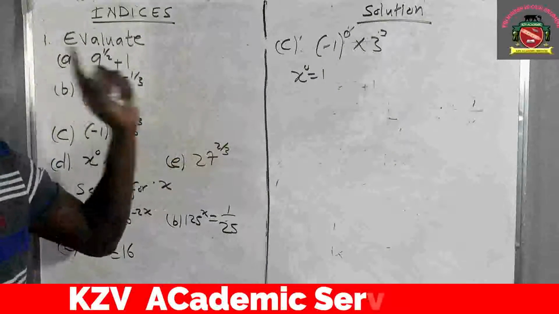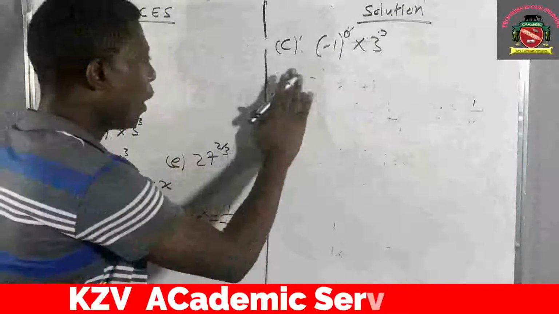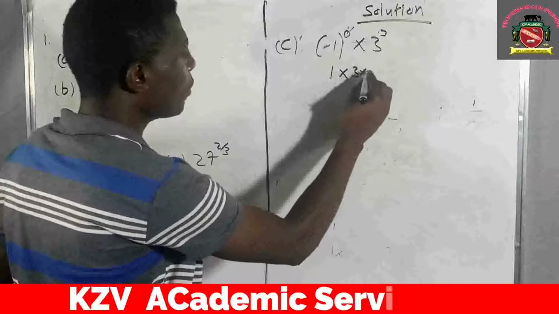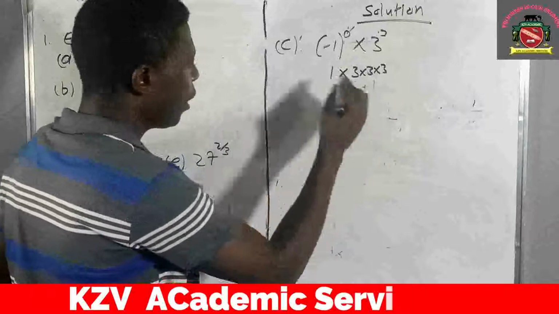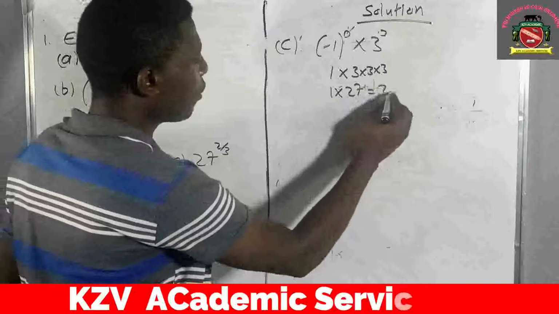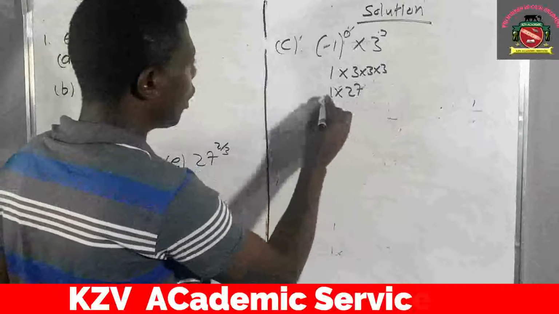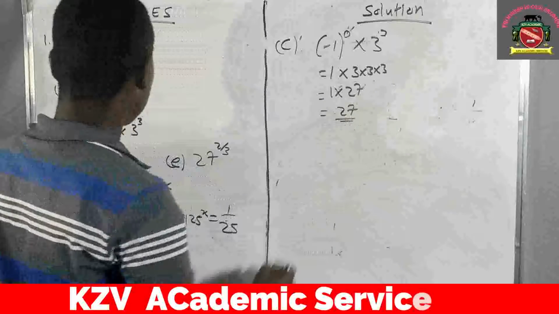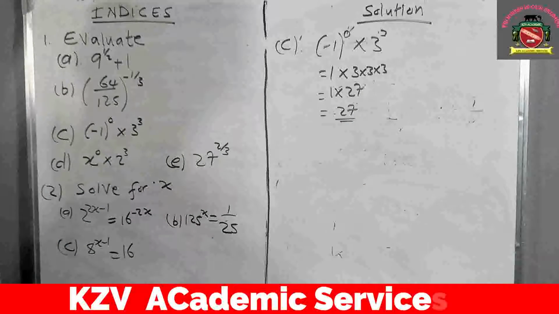So any number that is raised to the power 0 is 1. What does it mean? It means that here we have 1 times 3 times 3 times 3, implying that we have 1 times 27. 1 times 27 is just 27. So here we have 27 as our C.